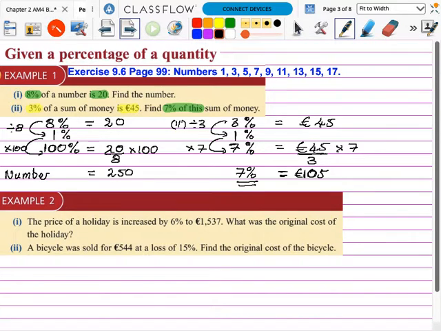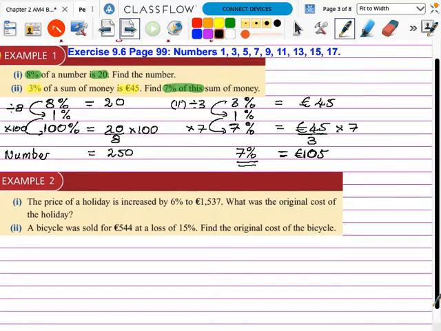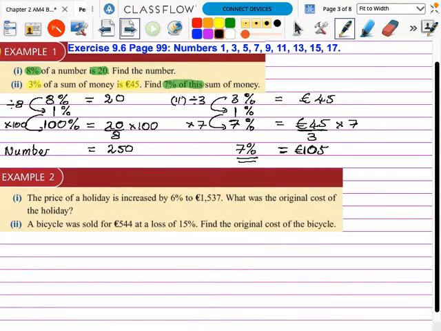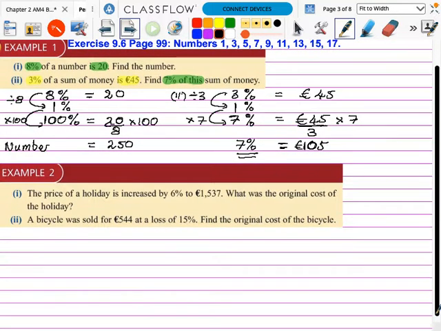Okay, let's keep pushing this boat out before we start setting the questions. Please note before I scroll up too far that the questions are exercise 9.6, page 99, and those are the questions given. You need to have that completed by next lesson.